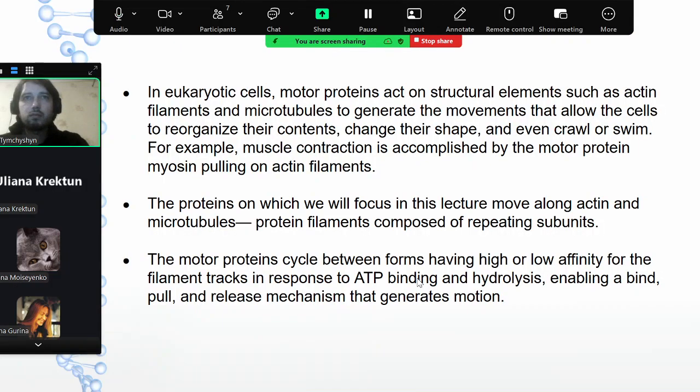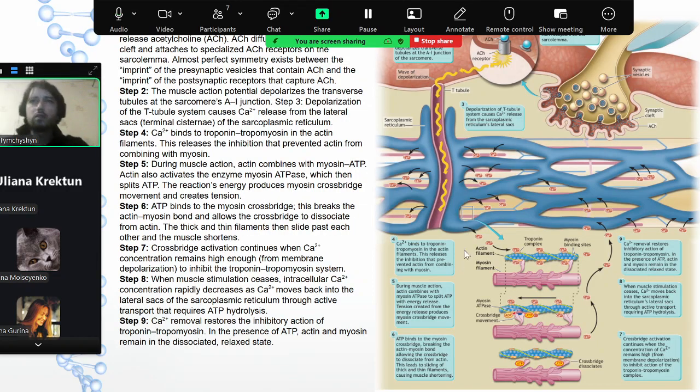So let's consider first this picture, then we will return to it, reiterate once again and again until we fully understand what happens. Of course, the process of contraction is ATP dependent, and during the muscle action, actin combines with myosin and ATP and also activates the enzyme myosin ATPase, which then splits ATP. And the reaction energy produces myosin cross-bridge movement and creates the tension.